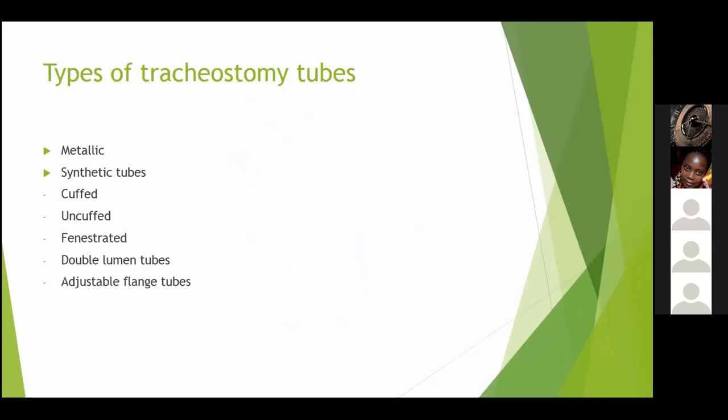So we'll move to the types of tracheostomy tubes. We have what we call the metallic, and these ones are based on what is used to make them. So you have metallic tubes and then the synthetic tubes. The synthetic tubes are made from plastic, and the synthetic tubes can be cuffed, uncuffed, fenestrated, double lumen, adjustable flange tube, sorry.